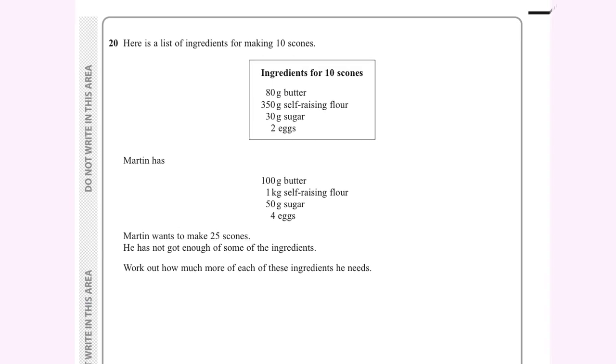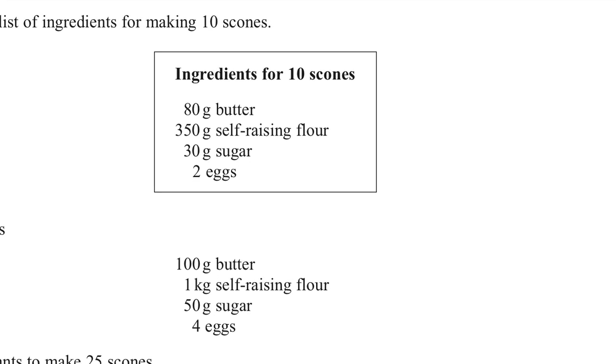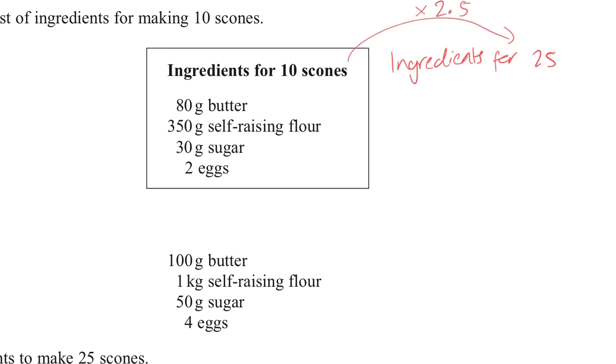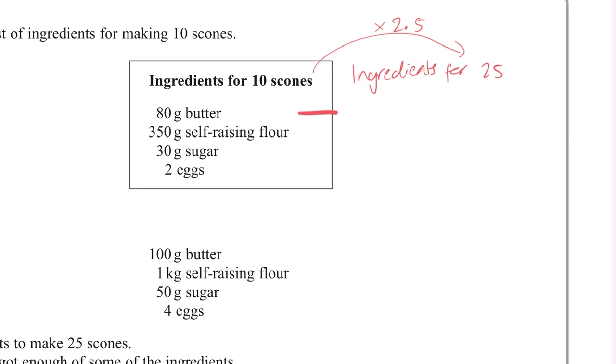So, the ingredients for 10 have been given to us. We need the ingredients for 25 to work out how much more he needs. To get from 10 to 25, we are timesing that number by 2.5. 10 times 2.5 will give you 25. So we're going to do that to all our numbers.